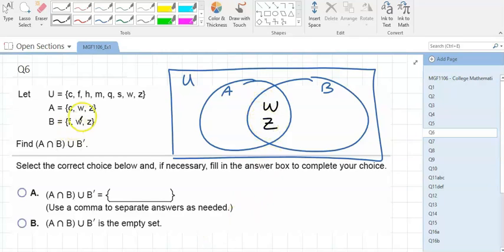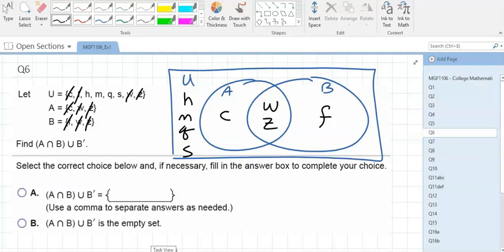Cross those off because we can't use those anymore. What's left in A? So the C goes in the A part, cross it off. What's left in B? F goes in the B part, cross it off. And who is hanging out in the universe? There you go. H, M, Q, S. Now we can start answering our questions.